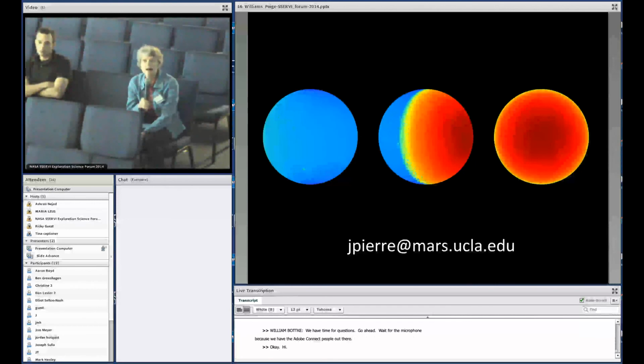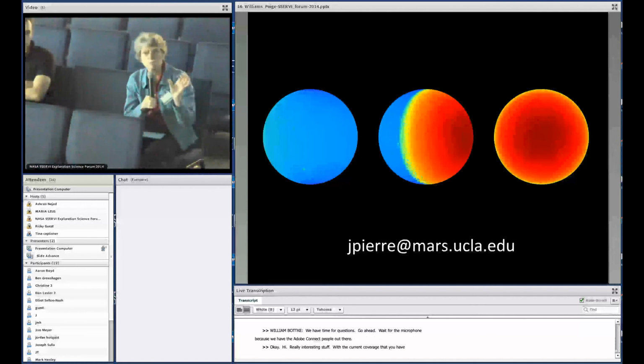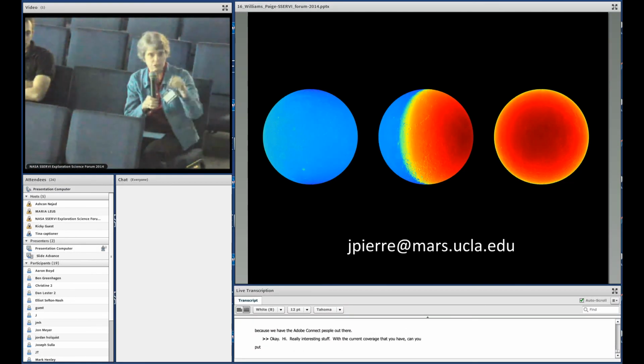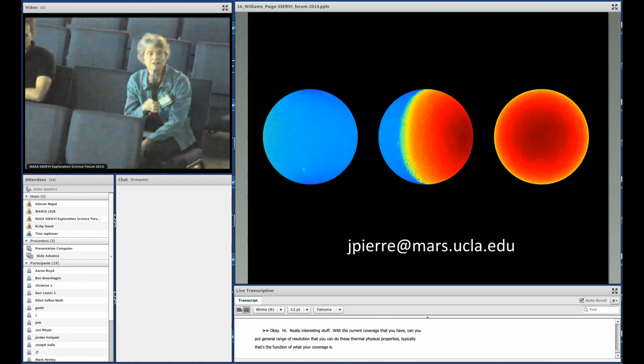Really interesting stuff. With the current coverage that you have, can you give a general range of the resolution at which you can do these thermophysical properties? Because clearly that's a function of what your coverage is. What would be your estimation right now?